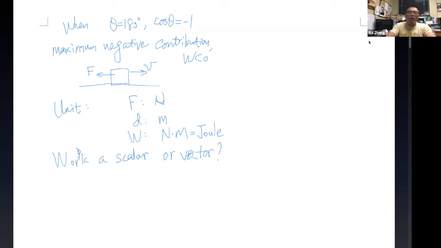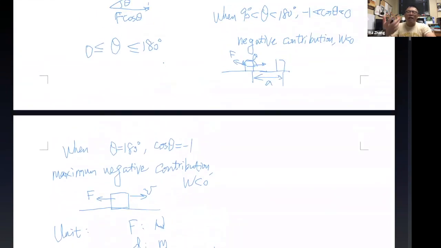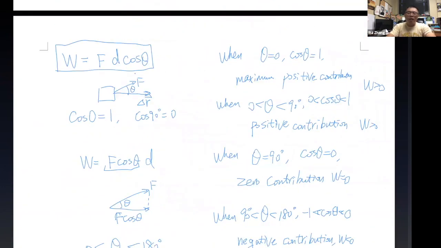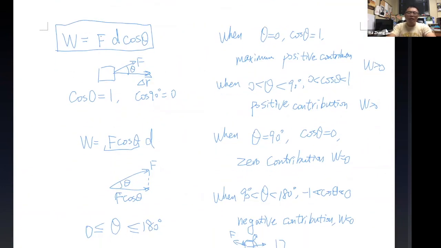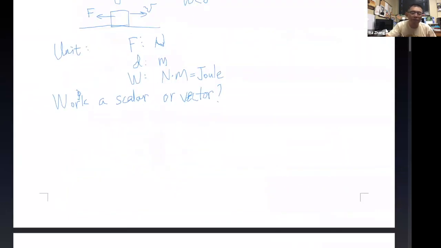Actually, it turns out work is a scalar, not a vector. Why is that? Because it's not easy to define the direction of work. When we talk about F times D, these are all magnitudes. The cosine theta gives us a sign, positive or negative, but a sign doesn't necessarily mean it has a direction. For example, temperature could be a positive 60 Fahrenheit or a negative 10 Fahrenheit, but temperature is still a scalar because it has no direction. Same thing, work is also a scalar.